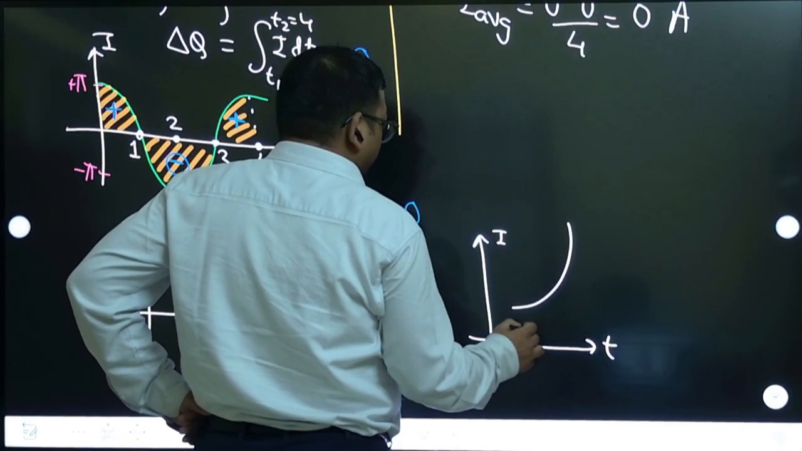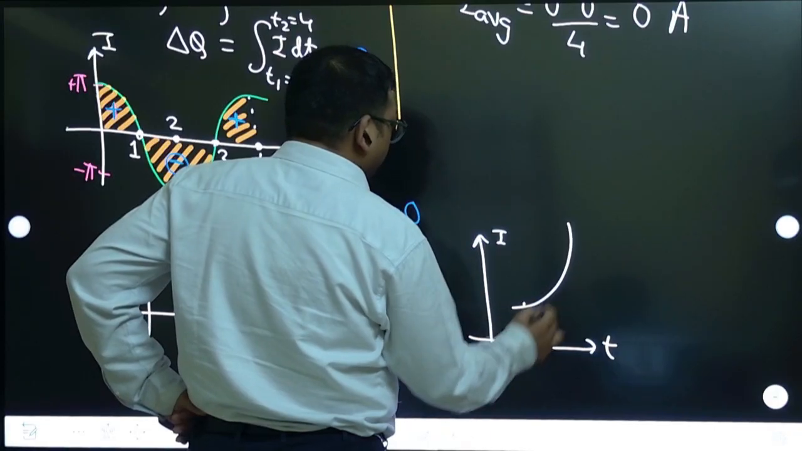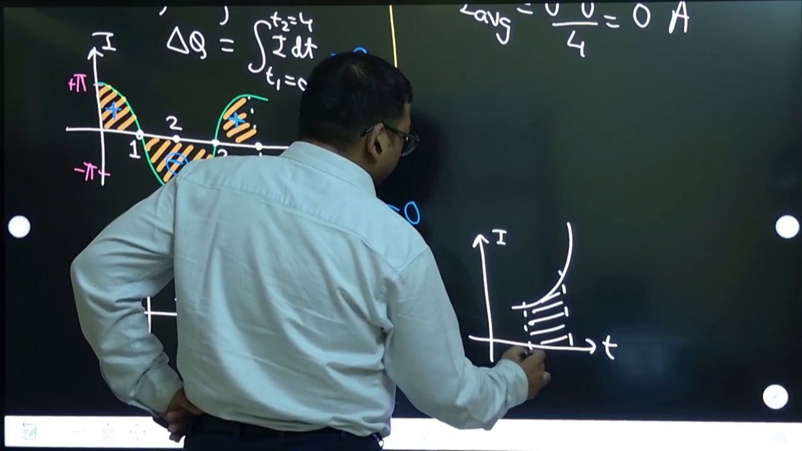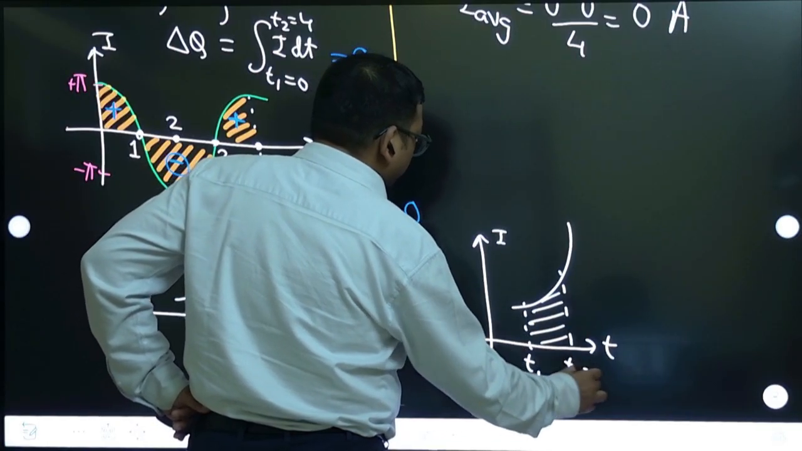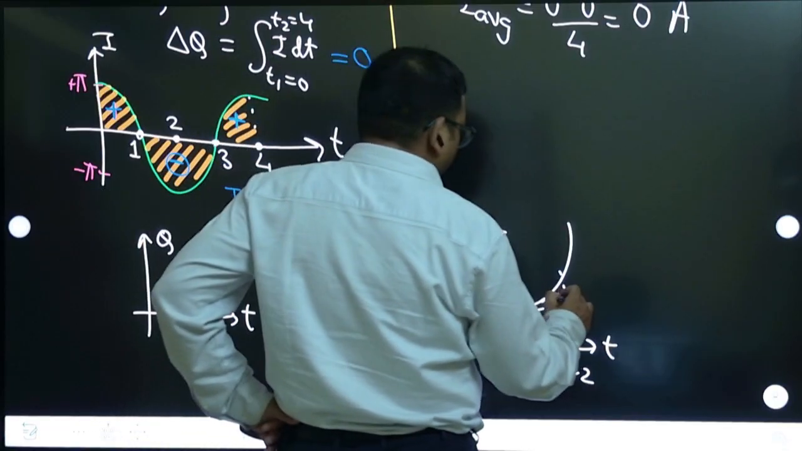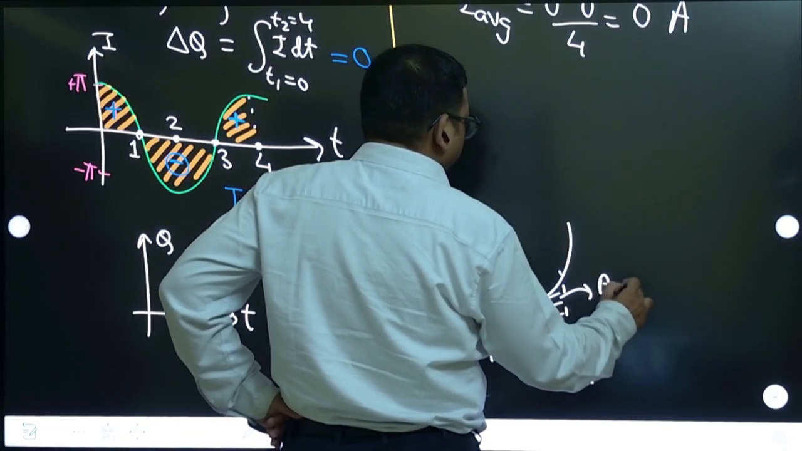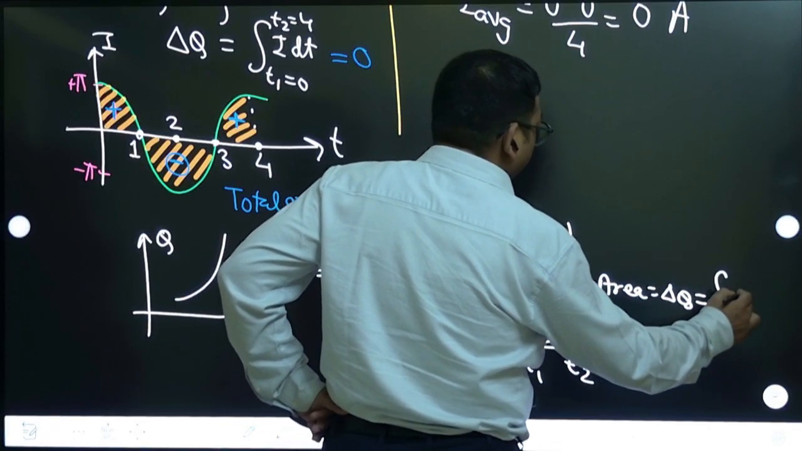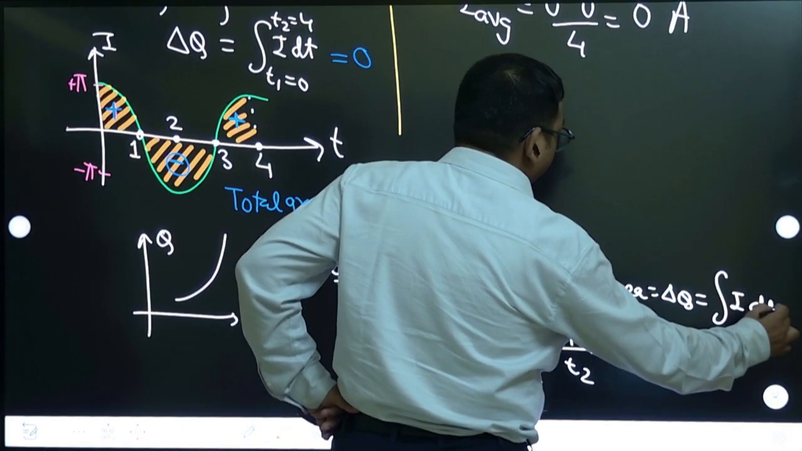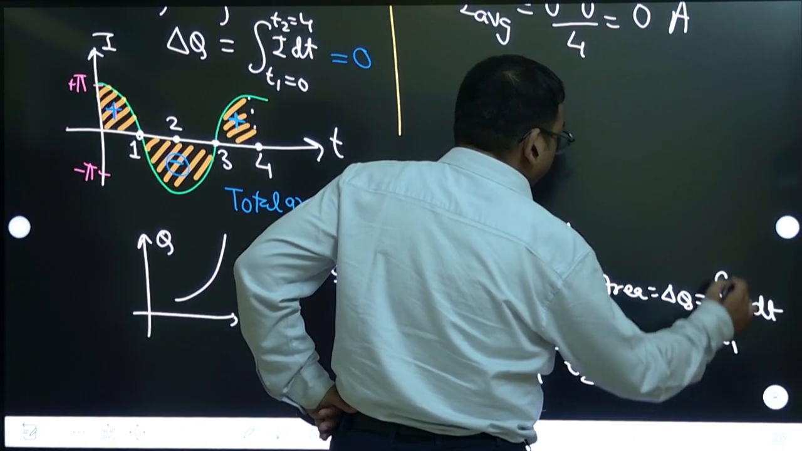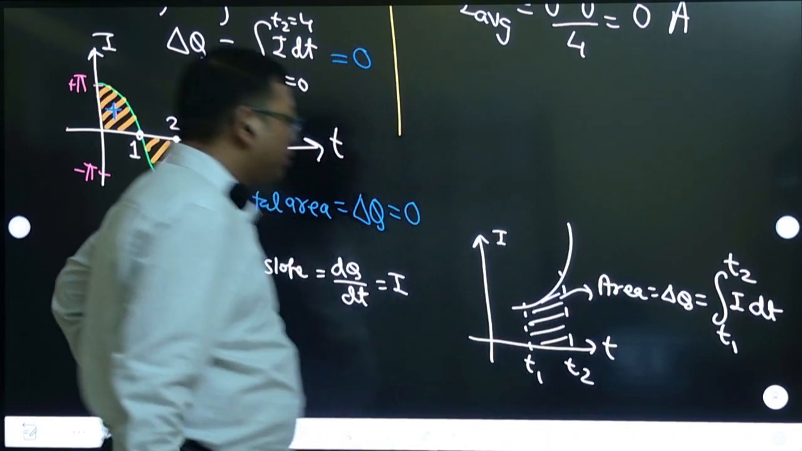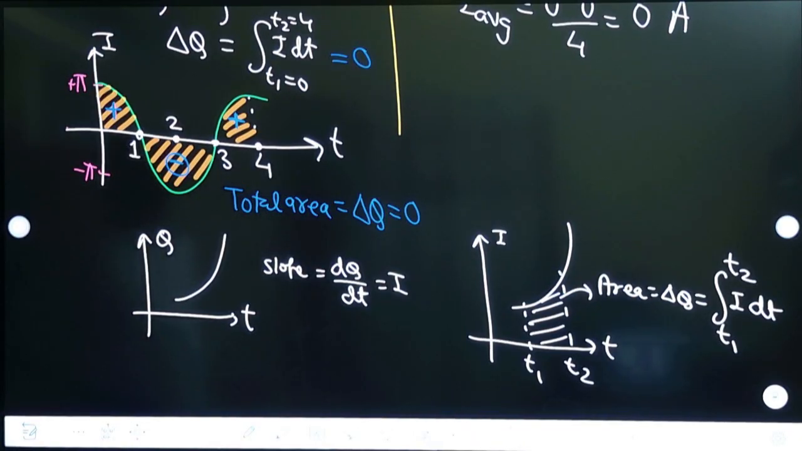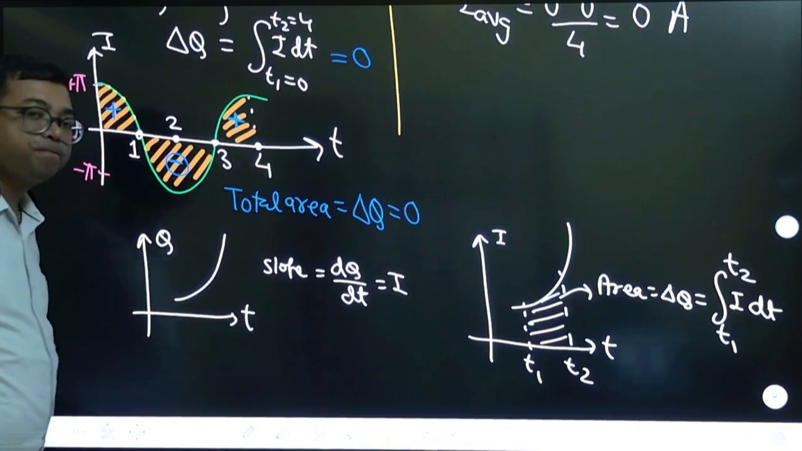And if you have a current-time graph, any type of graph, then the area under the graph between a time interval t1 to t2 gives delta q, which is the integration of current with respect to time between t1 and t2. These two ideas we can use in the problems, right?